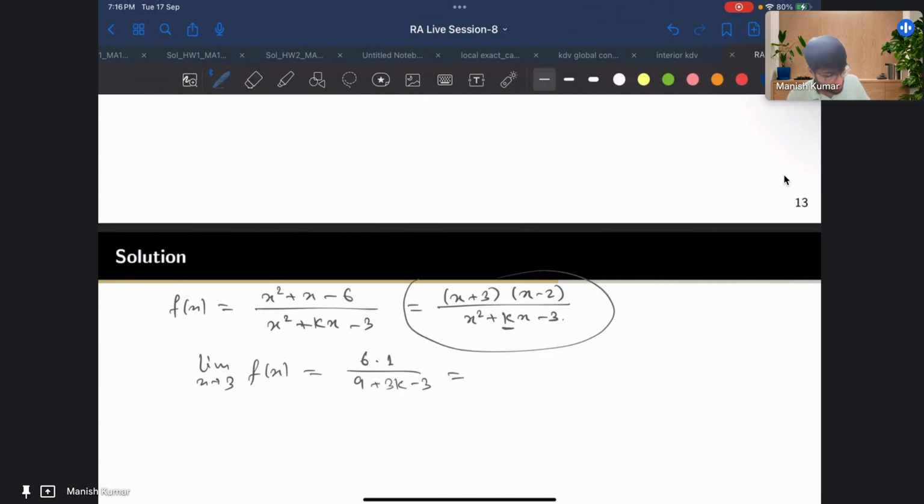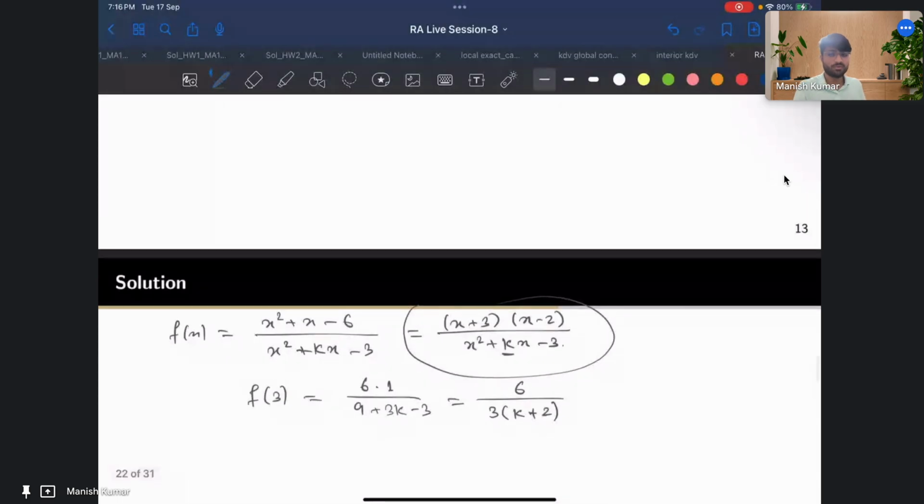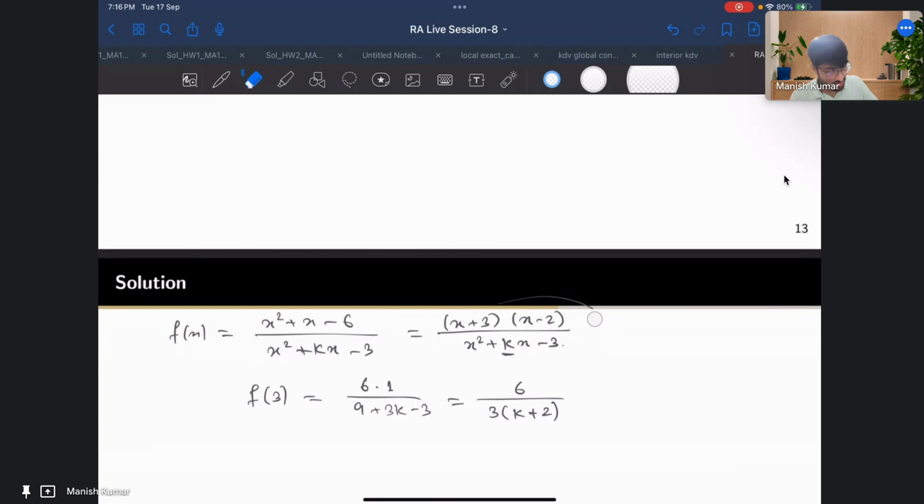So what you have here is 6 upon 3, you can take common, k minus 2, right? So here you will get 6, just a second, it will be plus. So this is what you get, the limit value. I mean this is your f of 3, maybe I should write f of 3, let's not write limit. So f of 3 is this, this is the function at 3. That would be the best way to write. Let's not talk about limit at this point.